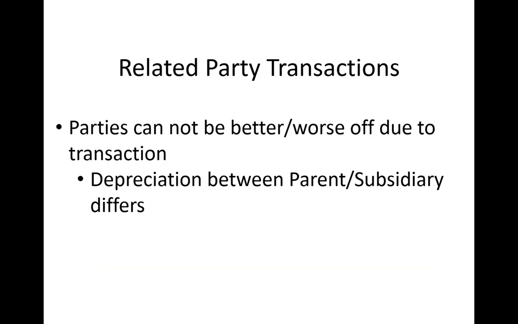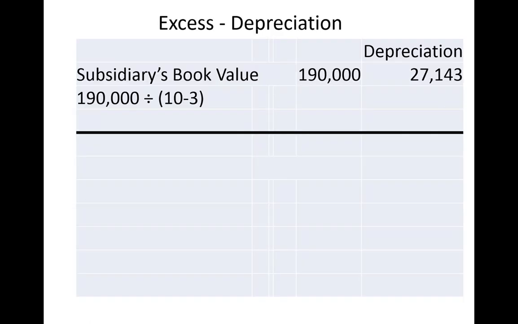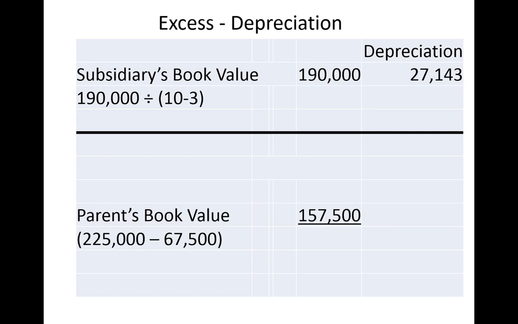Now, what we have to do when we have depreciation, which the sub on their records gets to record that depreciation, no big deal. But with related party transactions, we can be no better or worse off when we consolidate. So we have an issue here, and it comes up with the depreciation. So here's what we have at this point. We've got the sub taking $27,143 in depreciation. The parent was taking $22,500 in depreciation.